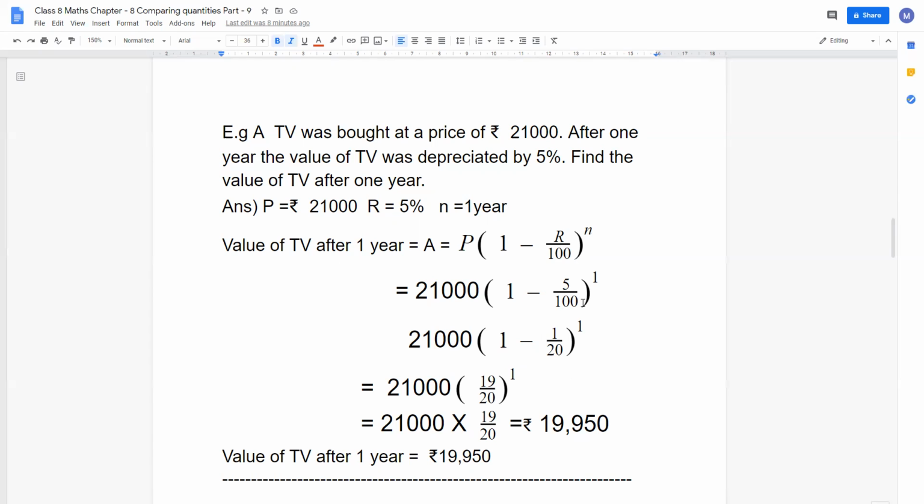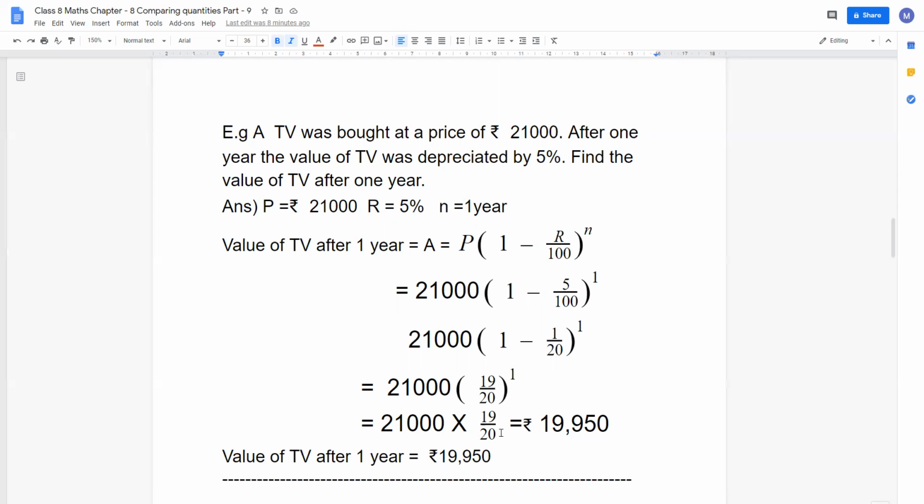So (5 upon 100) the whole raised to 1. Here 5 can be cut with 100, so it will become 1 upon 20. So 21,000 multiplied by (1 minus 1 upon 20) the whole raised to 1. Simplifying the bracket by taking LCM, 1 into 20 minus 1 will be 19 upon 20. So 21,000 into (19 upon 20) the whole raised to 1.